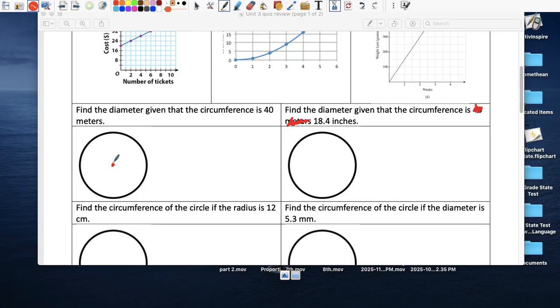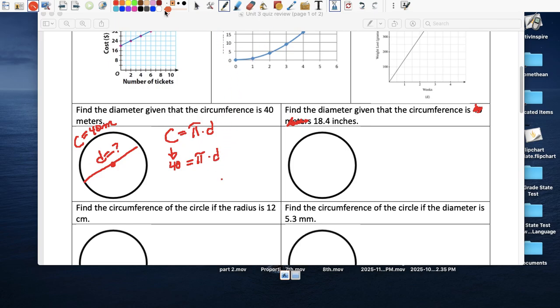So first one, let's label this circle, and here's the diameter. I'm going to put a question mark because that's what I need to find. The circumference is 40 meters. Let's use our formula to find the circumference. We multiply pi times diameter. Circumference, I do know, is 40. And that equals pi times diameter. Diameter is what I want to find.